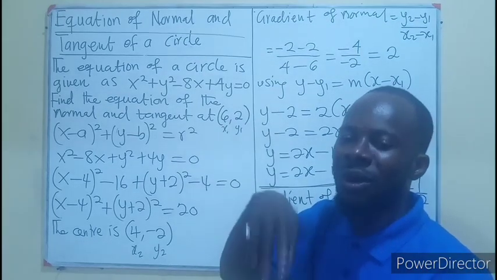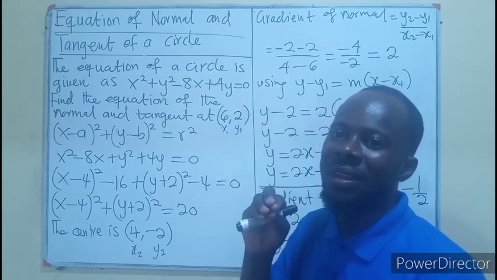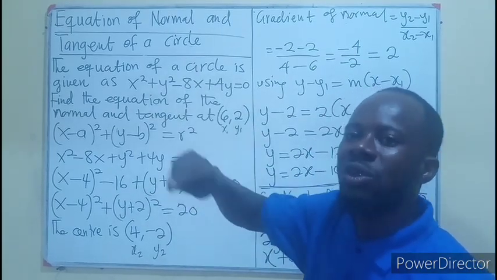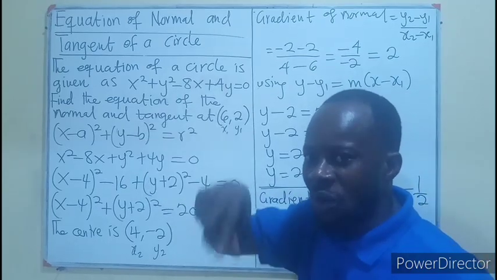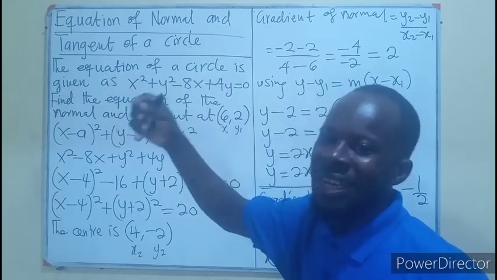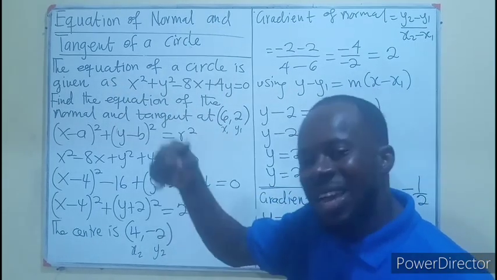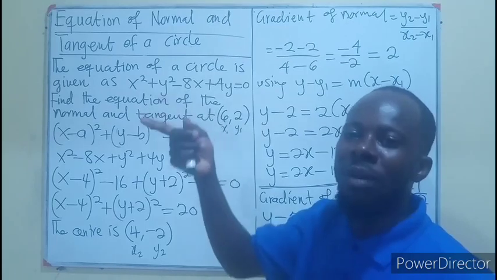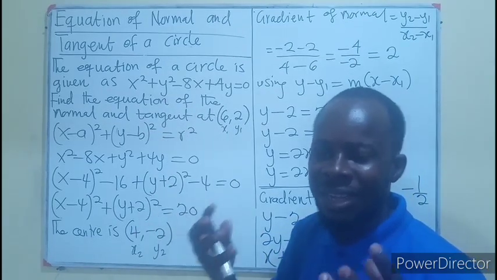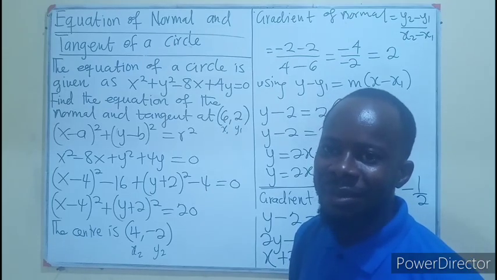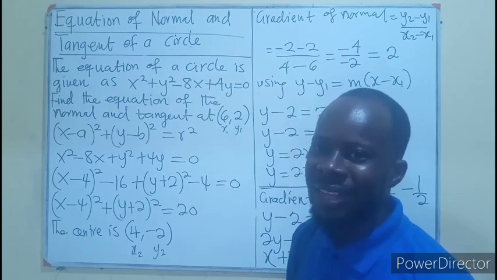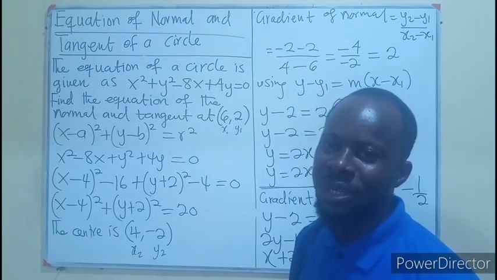Then when you get the center, you can use the center and the points on the circle to find the gradient. The gradient of that radius is the same as that of the normal. The gradient of the tangent is the negative reciprocal of the normal. I believe this will not be any problem. The points are clear. You can capture these properties or principles when they come to normal and what? Tangent.